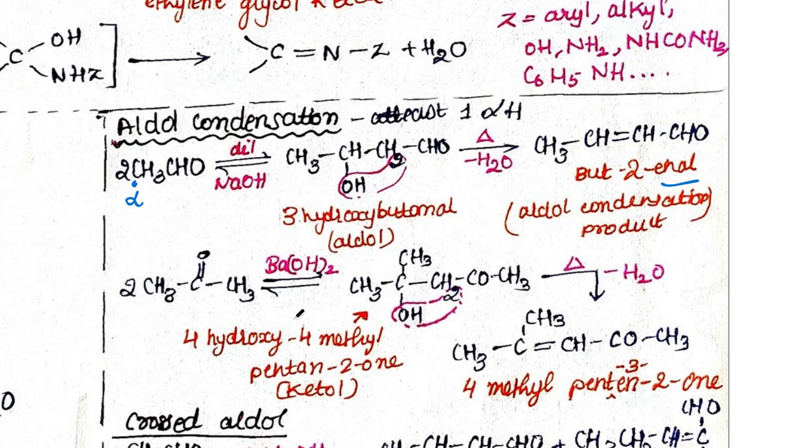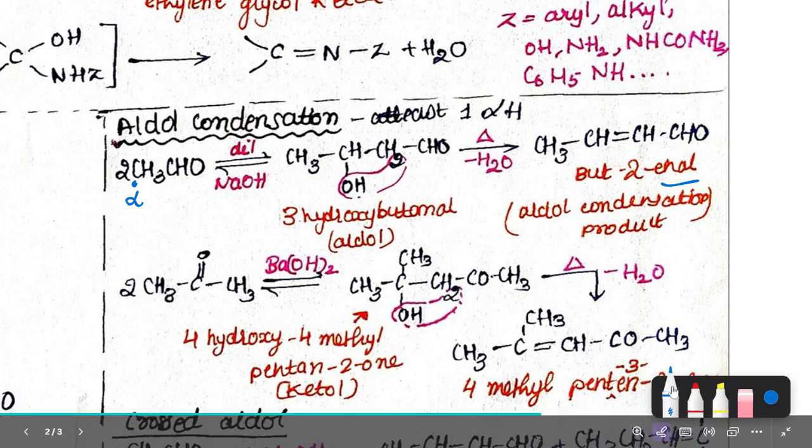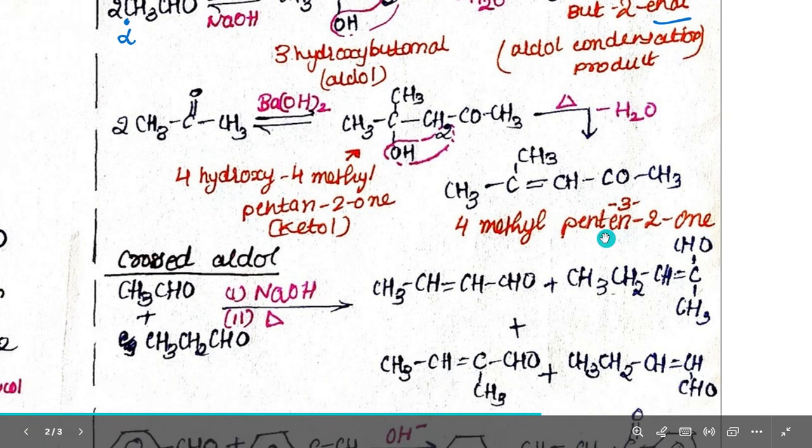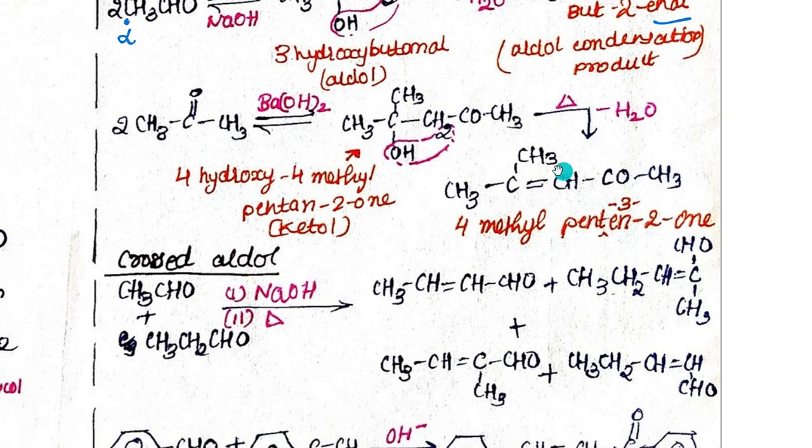And similarly for the ketonic group, this is my ketone, CH3 C double bond O CH3, again 2 moles I have taken in presence of Ba(OH)2. What will happen? The same thing, removal of water in presence of heat will give me 4-methylpent-3-en-2-one. See, this is the first carbon, second, third, fourth carbon. The fourth carbon has a methyl group, and this whole carbon chain has 5. The double bond is on the third carbon, and on the second is the ketonic group, so 2-one. The intermediate is 4-hydroxy-4-methylpentan-2-one, which is the ketone.